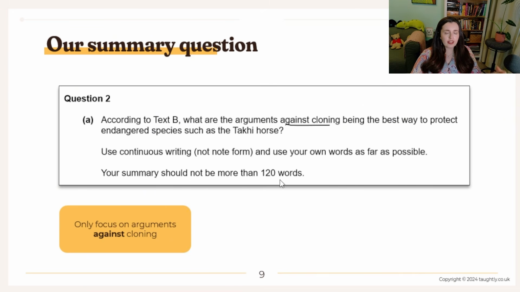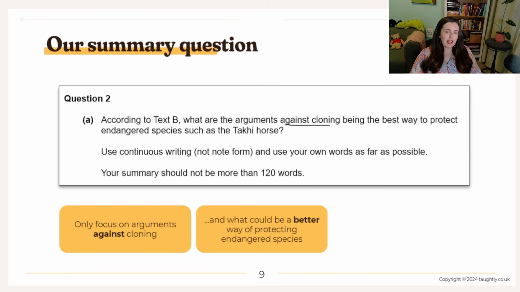Now do notice that we are focused on a particular topic, which is arguments against cloning, right? If you include arguments why cloning could be good, that's going to be extra irrelevant information. And also implicitly, if cloning isn't the best way to protect endangered species such as the tacky horse, what might be better than cloning? That could also potentially be a mark.